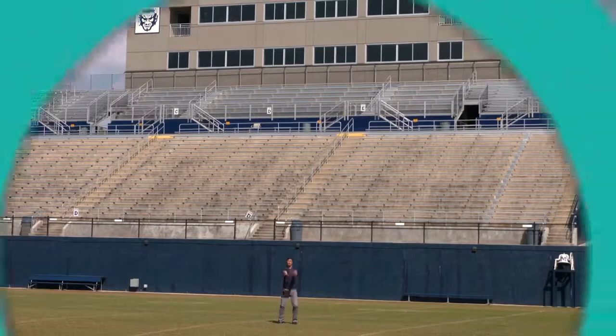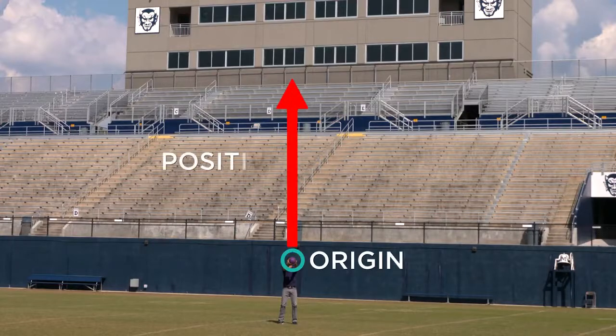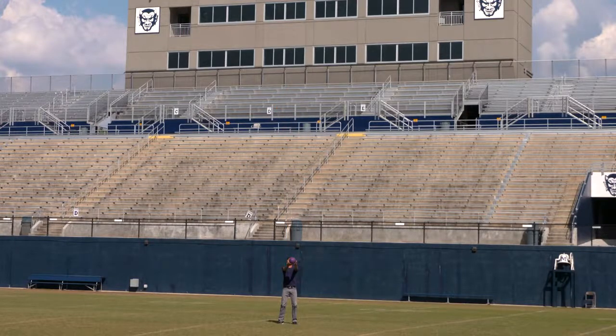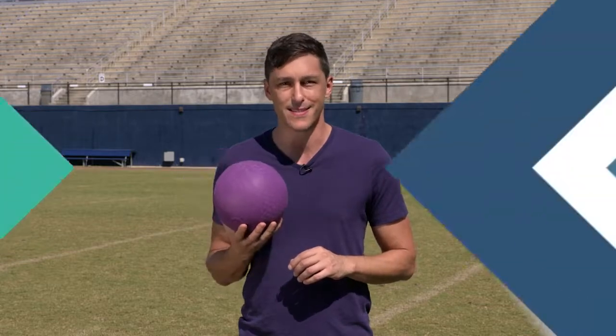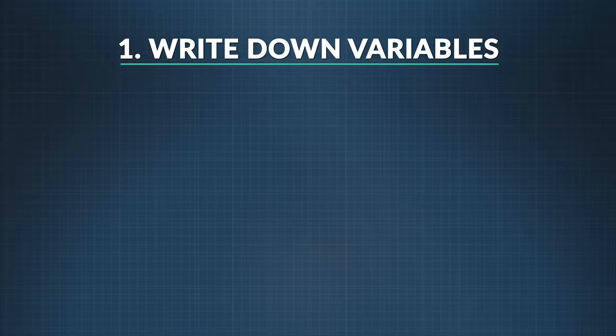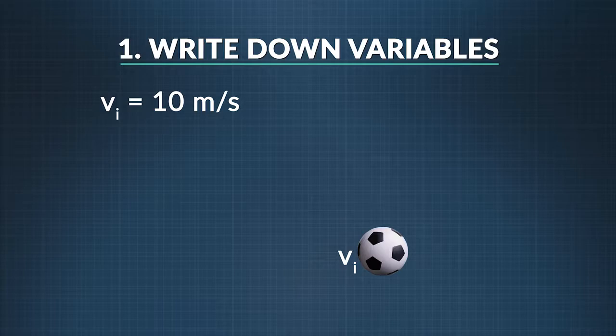We can use some of the variables we know to plug into an equation to solve the problem. The origin is the place the ball left our hand, and the positive direction is up. Let's say I throw the ball at 10 meters per second up in the positive direction. I want to find out what my ball's maximum height will be before it starts falling down. There are steps we can follow anytime we solve problems that involve kinematic equations. Step 1 is to write down your variables. The ball's initial velocity would be positive 10 meters per second because it's traveling up in the positive direction.